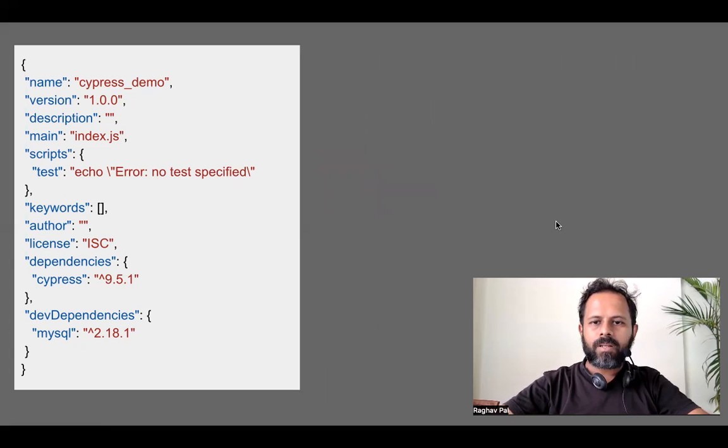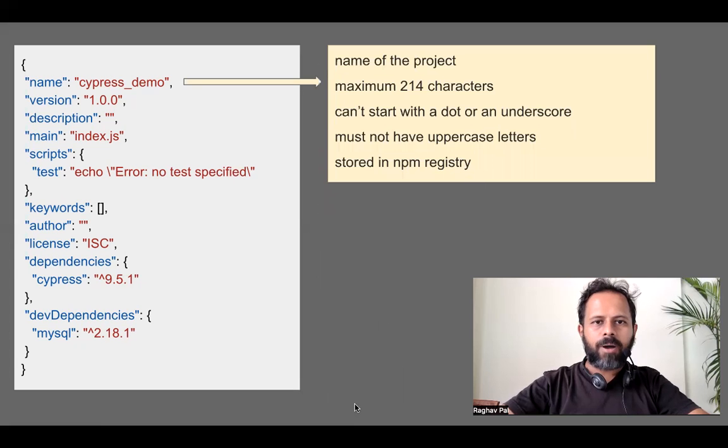So if I talk about the important and the separate sections, you can see the first thing is the name of the project.